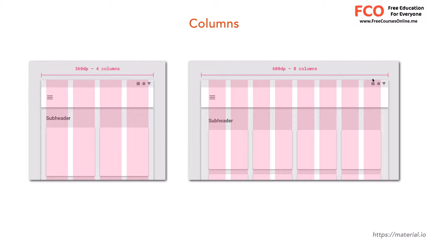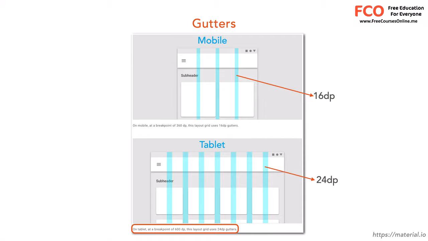So you are actually dividing the screen into a number of columns based on the screen size. And then gutters are nothing but the space between the columns. So this is a 4 column screen, and we have a gutter of 16 dp or 16 logical pixels, whereas on the tablet you have 24 dp gutters, and this is of course at 8 columns.